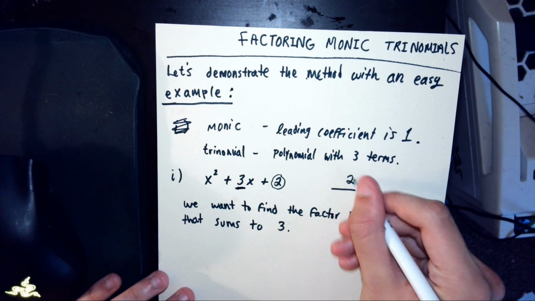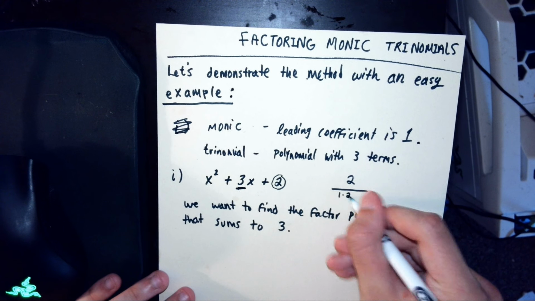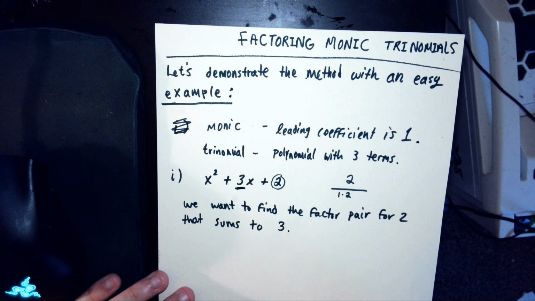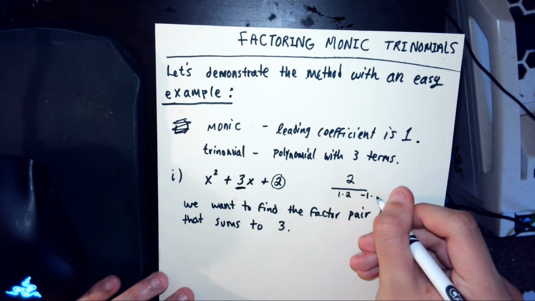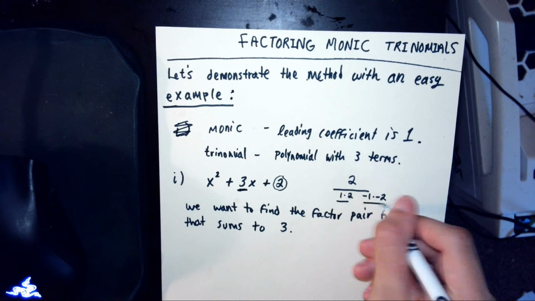We can factor the number 2 in 2 distinct ways. The first is 1 times 2. The next is -1 times -2. These are the only unique ways to factor 2. So we consider both of them. Consider this pair and this pair.